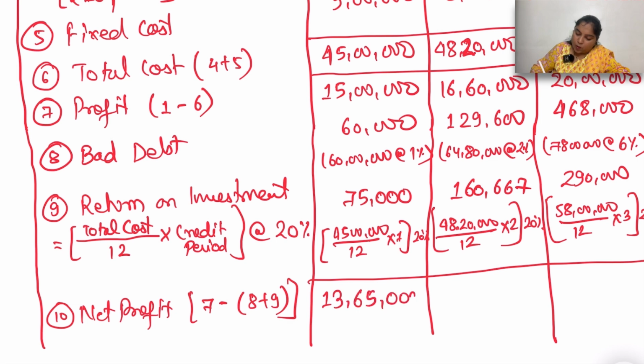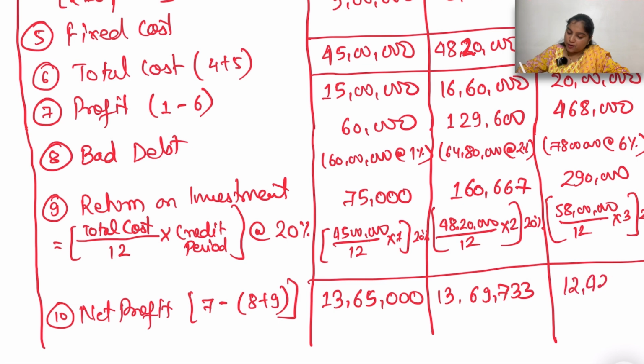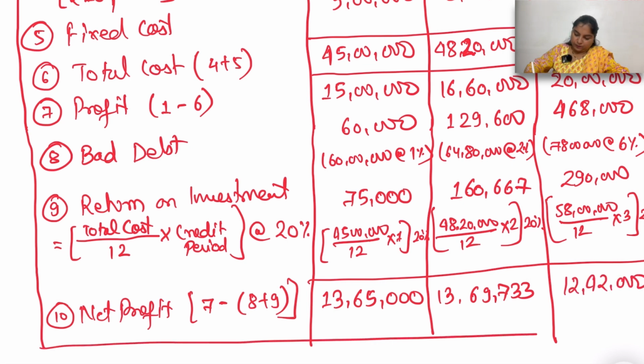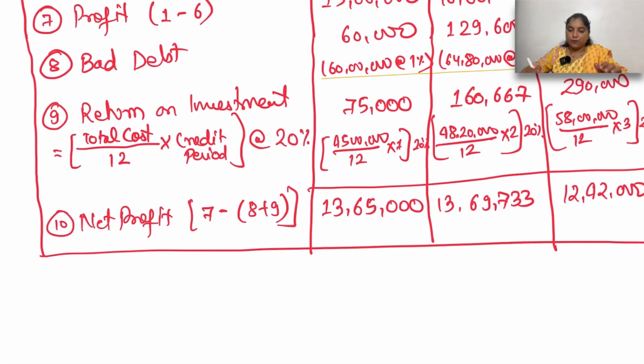Please do all the scenarios respectively in the same form. So 16 lakh 60,000 minus 129,600 minus 16,667. So you will get 13 lakh 69,733, and in the last case 12 lakh 42,000. Hope it's clear. I'm just helping you to compile whatever you learned in your basic financial management. So if you can see the highest profit, where you can see the highest profit, the second month, 13 lakh 69,733.